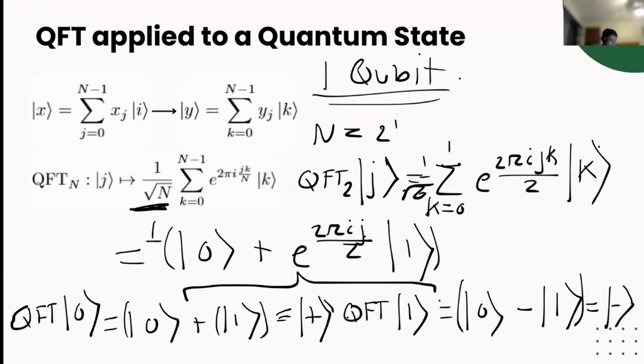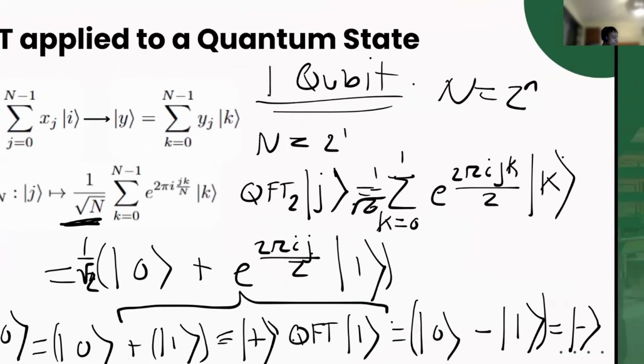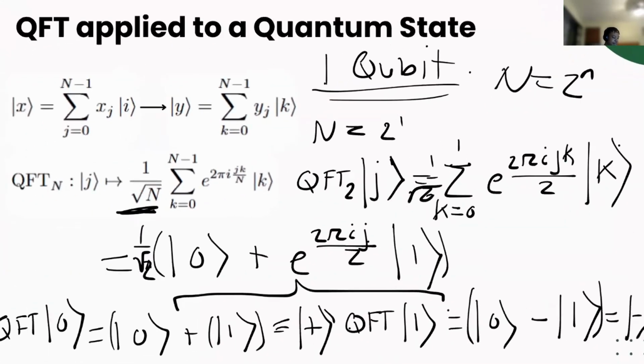But the point is, we have a general form for what this quantum Fourier transform should look like for a system size of any n, where n is again equal to 2 to the power of the number of qubits. Okay, so this kind of wraps up the quantum Fourier part.